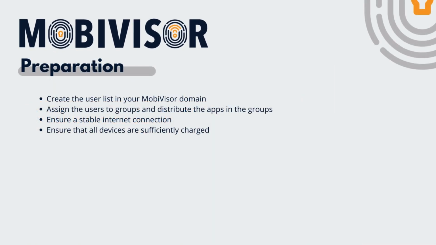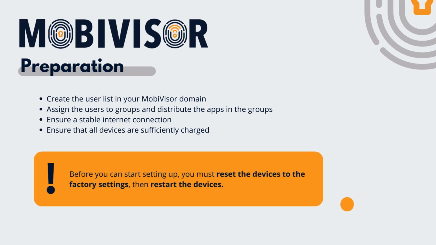Preparation. Create the user list in your MobiVisor domain. Assign the users to groups and distribute the apps in the groups. Ensure a stable internet connection. Ensure that all devices are sufficiently charged. Before you can start setting up, you must reset the devices to the factory settings, then restart the devices.